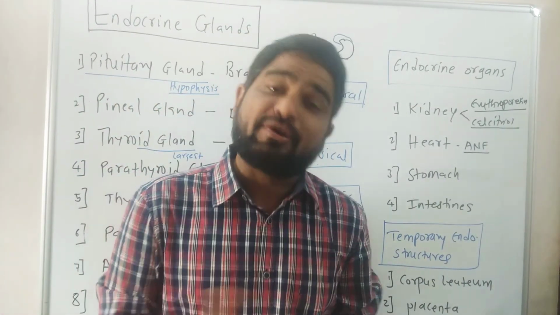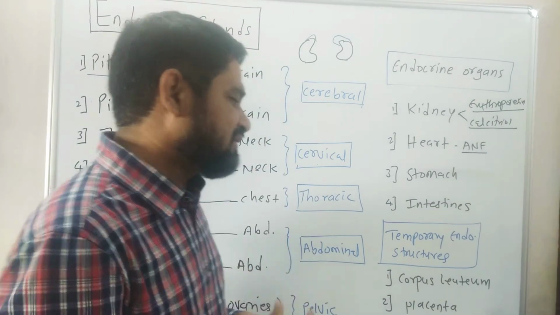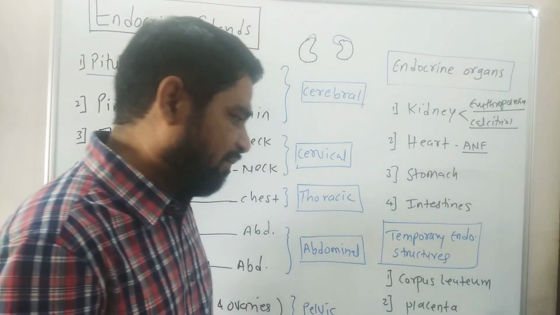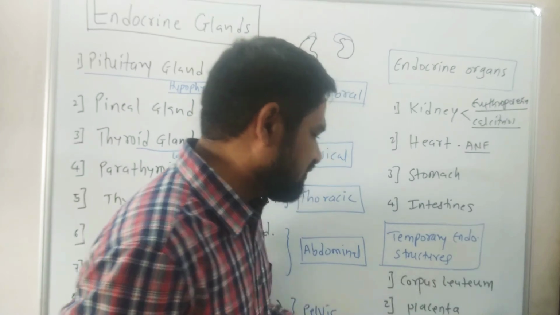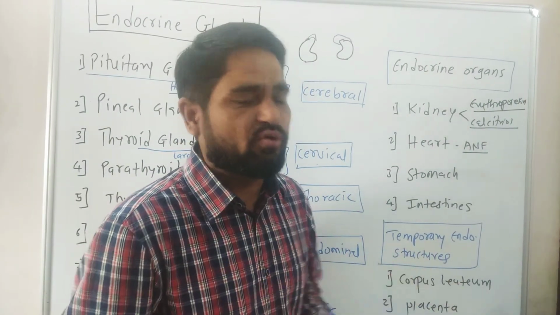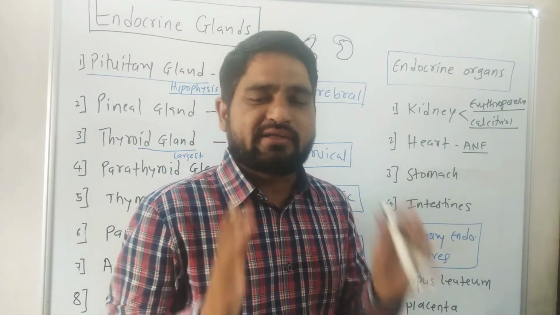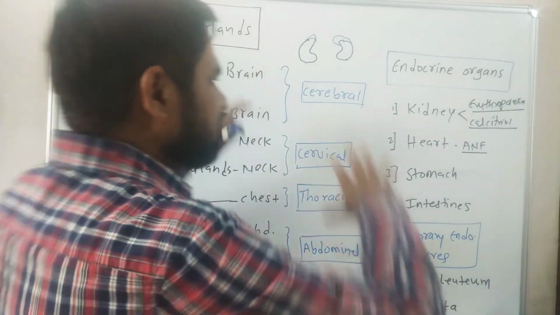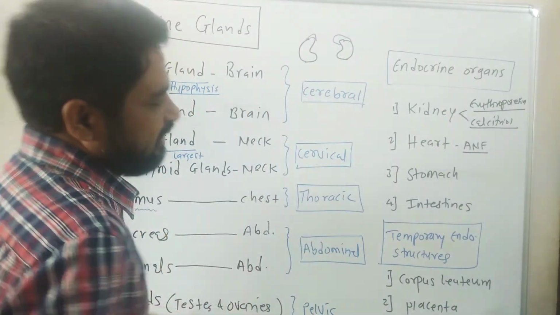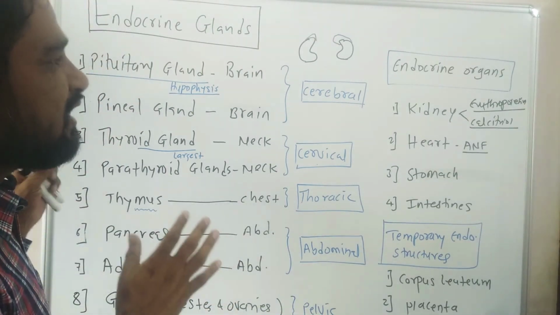There are some temporary endocrine structures in our body, which function for a temporary period. They are the corpus luteum in the ovary as well as the placenta during pregnancy. So these are the different endocrine structures, endocrine glands and endocrine organs of the body.